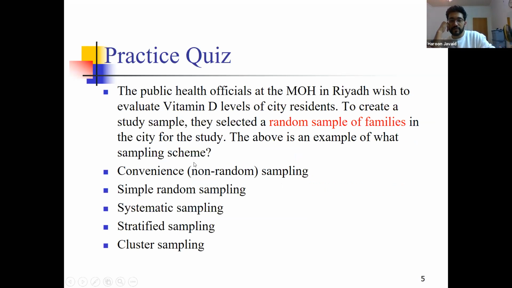Okay, let's read this. The public health officials at the Ministry of Health in Riyadh wish to evaluate vitamin D levels in city residents. To create a study sample, they selected a random sample of families in this city for the study. This is an example of what sampling scheme? Remember how I said these are the types of sampling you should know? You should be able to tell what this is. This is the type of question you're going to get, so you have to just understand the concept, okay? This will be covered towards the end of the lecture.